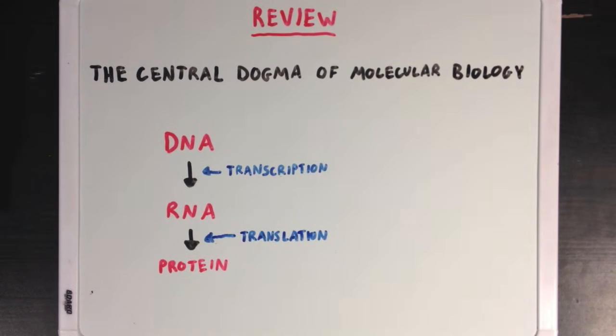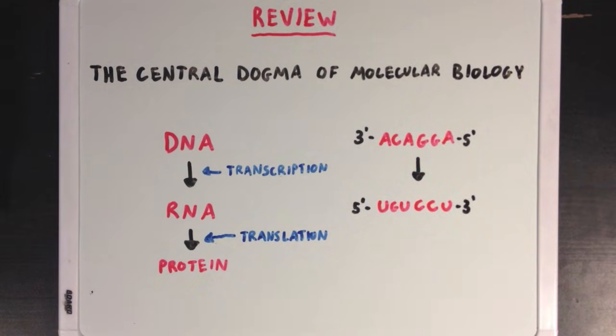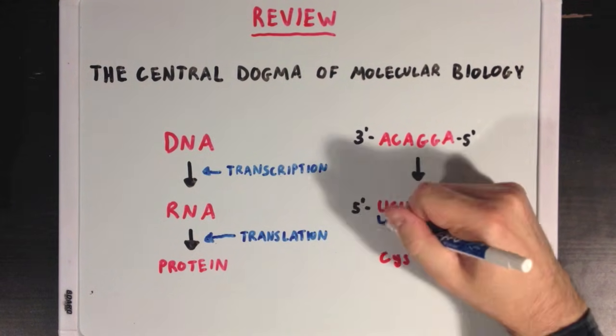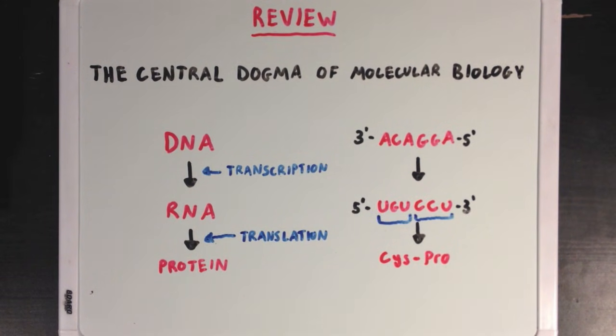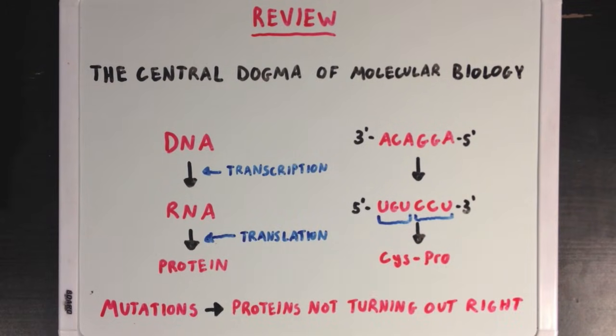So looking at a quick example, our short DNA strand here will be used to generate an RNA strand. Remember that A pairs with U, or T, and C pairs with G. Next, our RNA will be used to generate protein through translation. And remember that during this process, RNA nucleotides are read in groups of 3, called codons, in order to generate corresponding amino acids. Now, just very generally, we say that mutations have the effect of making this synthesized protein not turn out quite right.